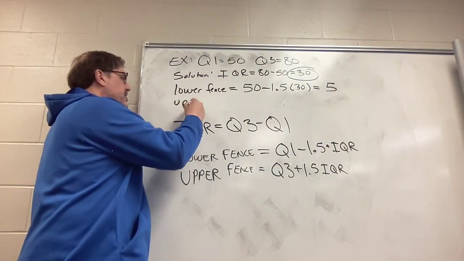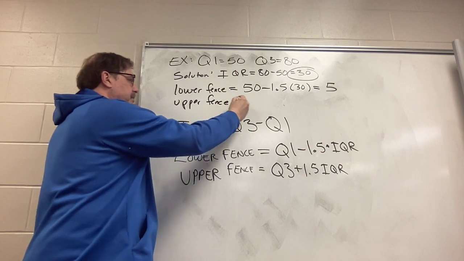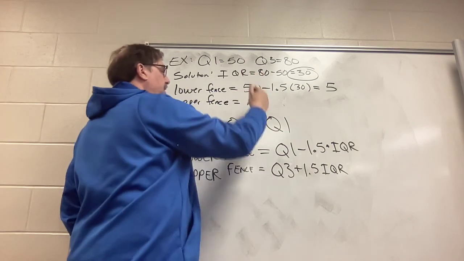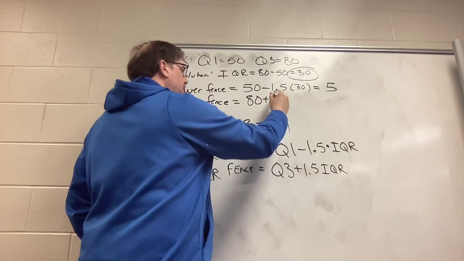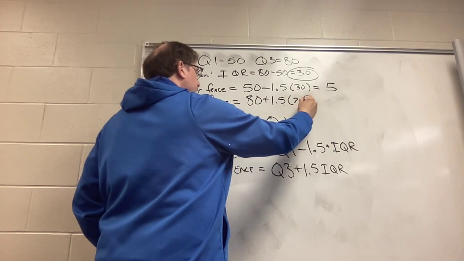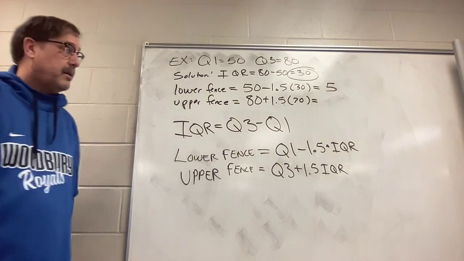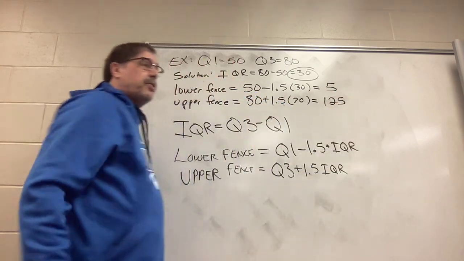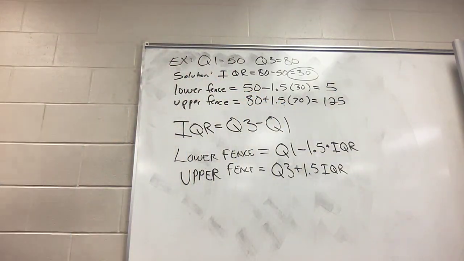And then you write upper fence. You look at the formula. I'm not going to have you memorize these. It's Q3, it's staring at you, 80 plus 1.5 times this IQR thing. I'm hearing 125. So if we had a list of numbers, anything below 5 is an outlier, and anything above 125 is an outlier. Now we're not just saying something really big or really small, we're being specific.